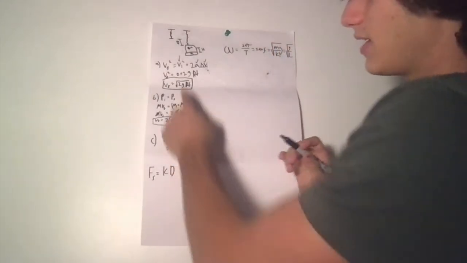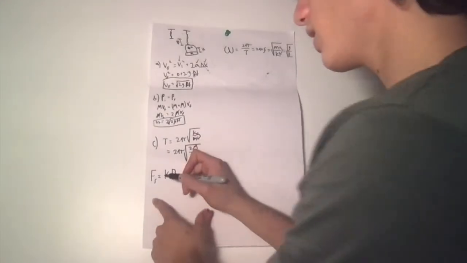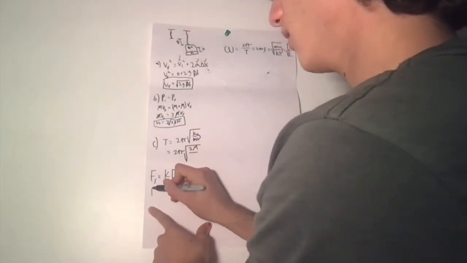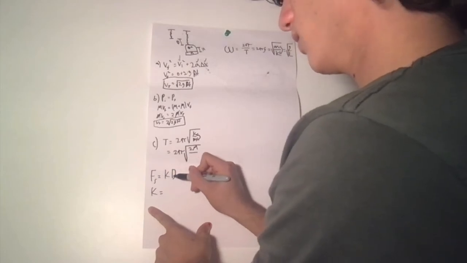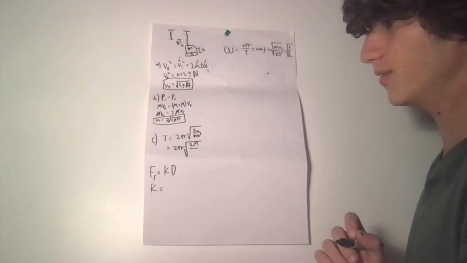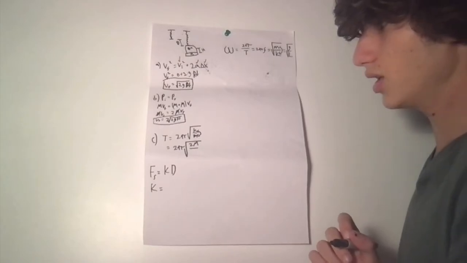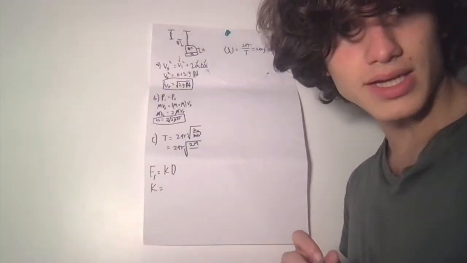Displacement I'm writing in d, because we know what displacement is. Displacement is just d. So we can solve for k by saying that k is force of spring over d. Well, what's the force of spring? I know what the force of spring should be. It should be mass times gravity, right?